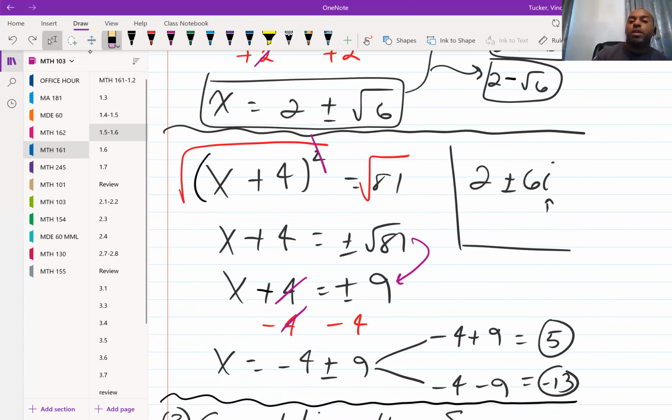Now in the last one, we had 2 plus or minus square root of 6. I could not add the 2 or subtract the 2 from square root of 6 evenly, but here I can, so they do expect you to continue on and finish off the problem. So you can add 4 to 9 and subtract 4 from 9. So -4 plus 9, -4 minus 9 will give you 5 and -13. So when you can go further, they are expecting you to do so. And don't just leave it as plus or minus, whatever.